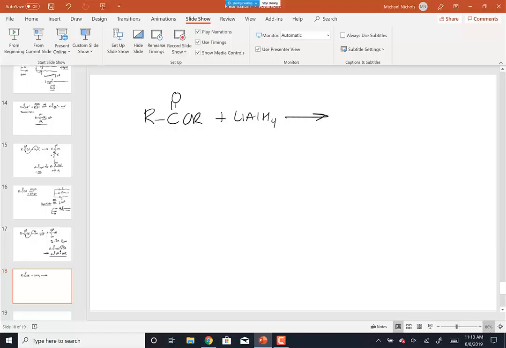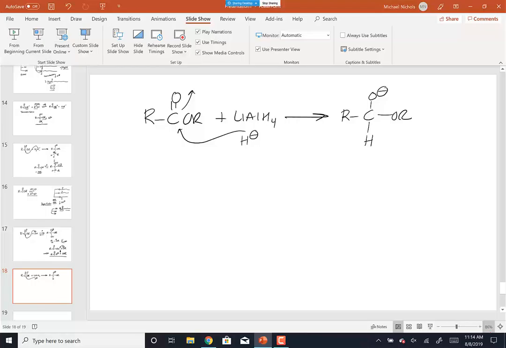We can reduce them. I feel like a broken record. Lithium aluminum hydride is a source of H minus. How many? Up to 4. What happens here? Going to make that species. What's going to happen next?